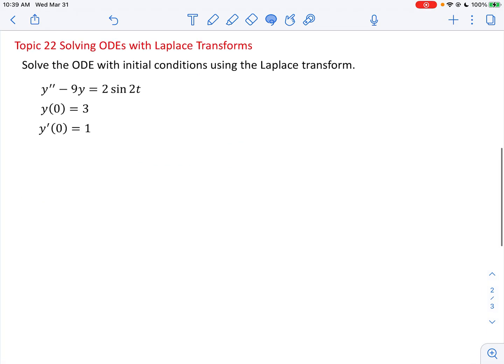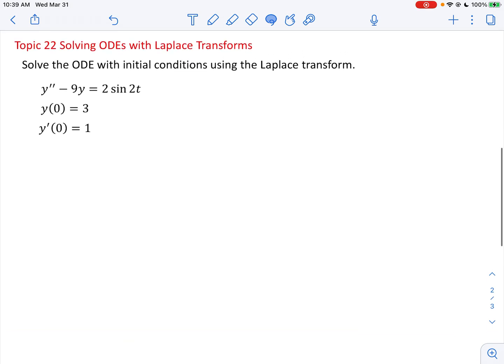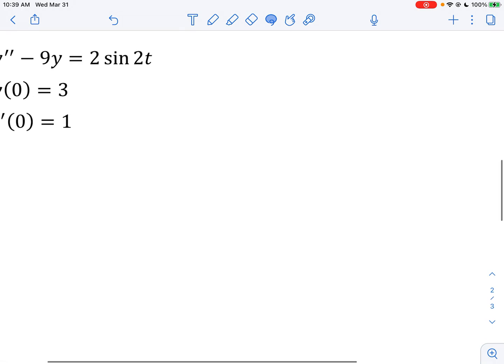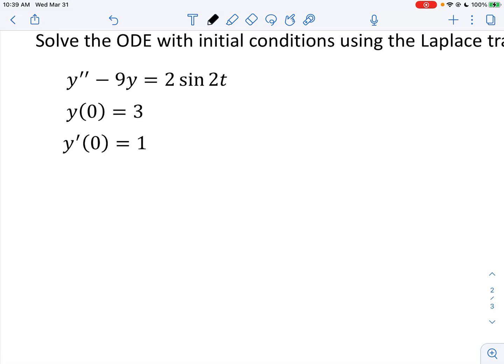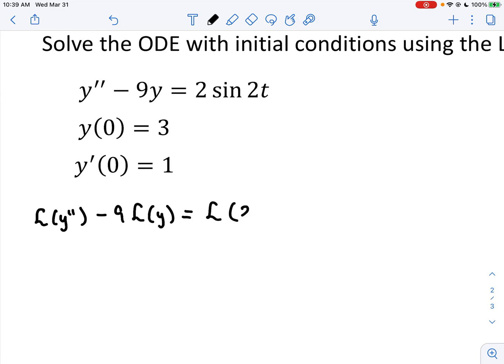This time we're doing a second degree, and the third one will also be a second degree. So we'll do a couple second degrees in our lecture notes. Solve the ODE with initial conditions using the Laplace transform. Again, I'm going to do a Laplace transform of each side to begin. And I could distribute the Laplace transform across here. So we're going to have a Laplace transform of y double prime minus 9 times a Laplace transform of just y equals, and then we'll have to do a Laplace transform of the other side, which is 2 times sine 2t.